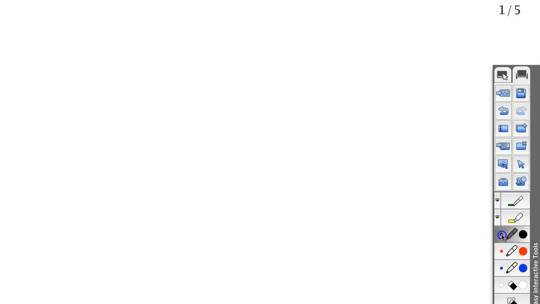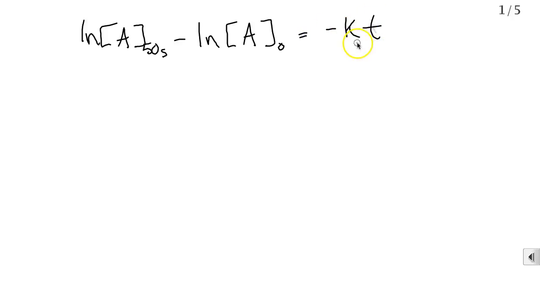So here we go. I'm going to write the formula down, and then I'm going to rearrange it. So I have the natural log of A, and then, what was it, 50 seconds? So A sub 50. Don't let that freak you out. This is just a way of labeling things. I'm not going to do math with that. I'm just saying the concentration of A at 50 seconds. And then we're going to subtract the natural log of A at the beginning, which is equal to negative k t. And I'm solving for k. So I'm going to divide both sides by negative t.